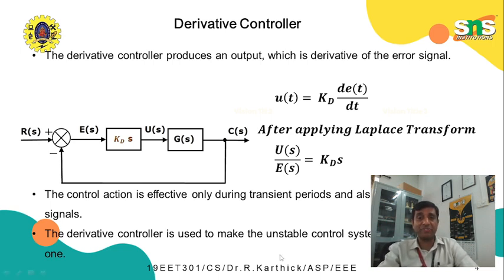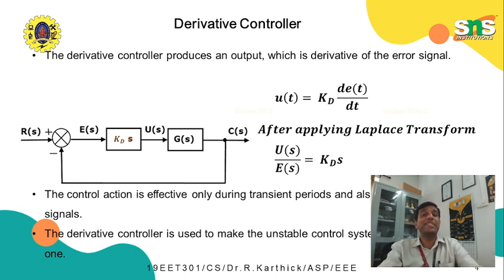After amplification, we got this Kd of s, which is our output from the derivative controller. This controller is mainly effective only during the transient period, and since it does not act on the error signal but on the rate of change of the error signal, there is always a possibility that it amplifies noise signals also. The derivative controller is used to make an unstable control system into a stable one. Which means that rather than acting on the error signal, this derivative controller anticipates the error.